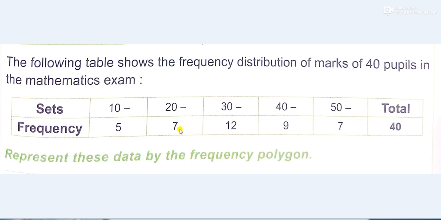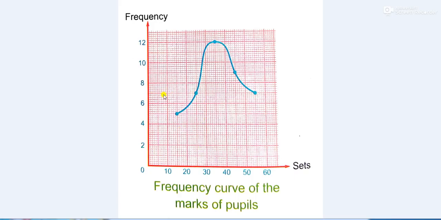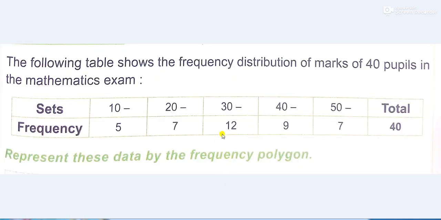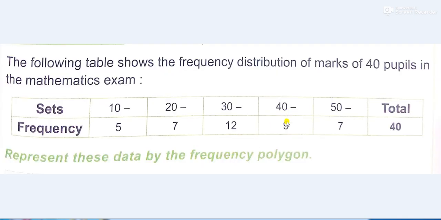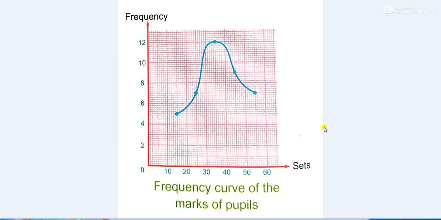25 for the value of 7, 25 and 7. 35 for the value of 12, 35 and 12. 45 and 9, 55 and 7. And join the points with a curve line. Don't use the ruler. It must be drawn by hand to make a curve. This is the frequency curve of the marks of pupils.